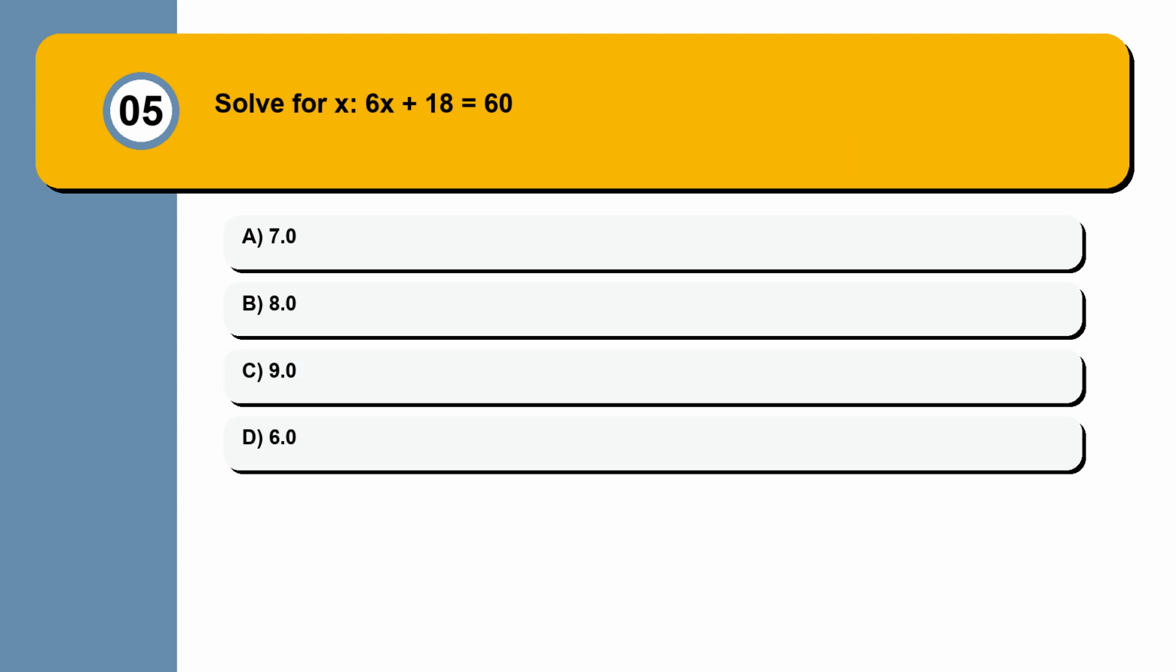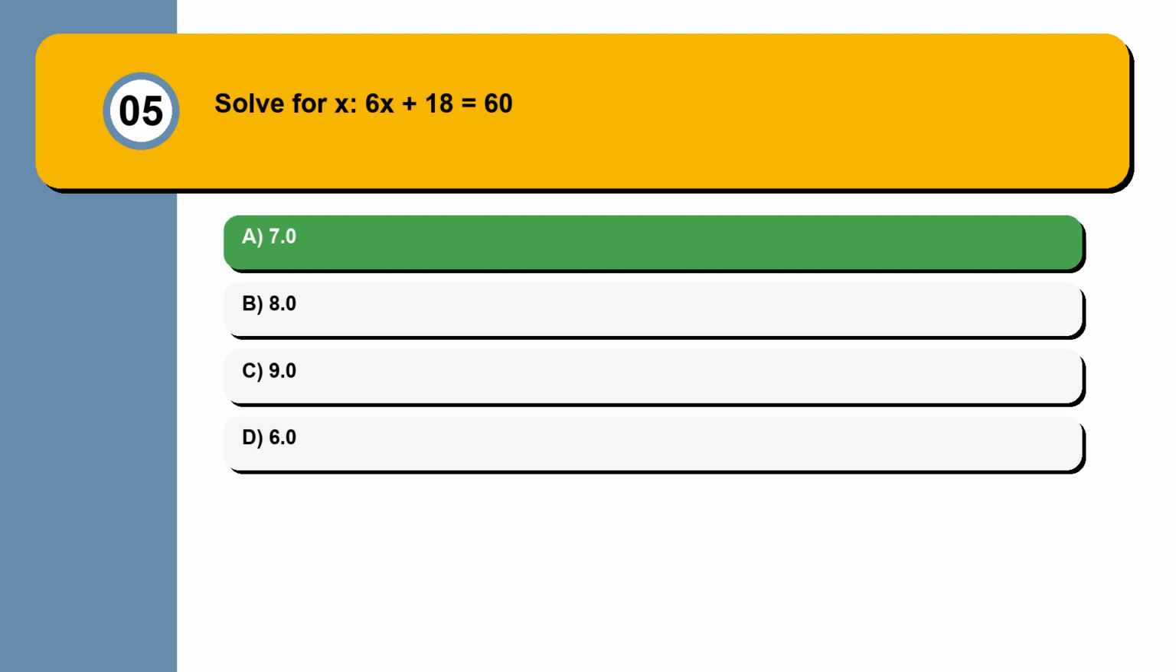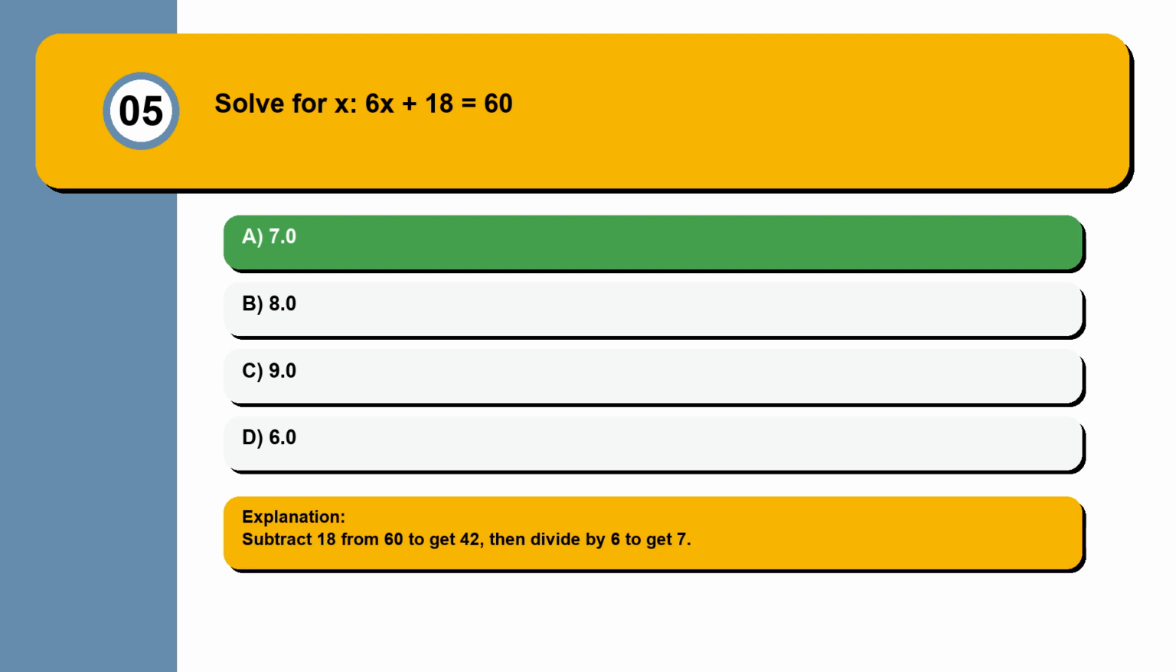Question 5. Solve for x. 6x plus 18 equals 60. 7.0, 8.0, 9.0, 6.0. Subtract 18 from 60 to get 42, then divide by 6 to get 7.